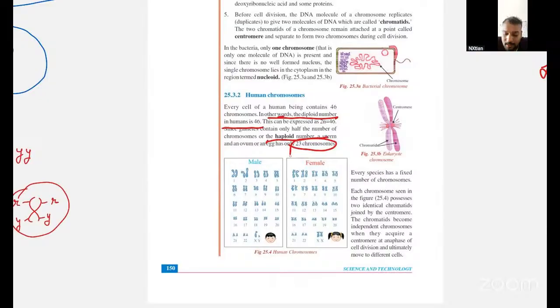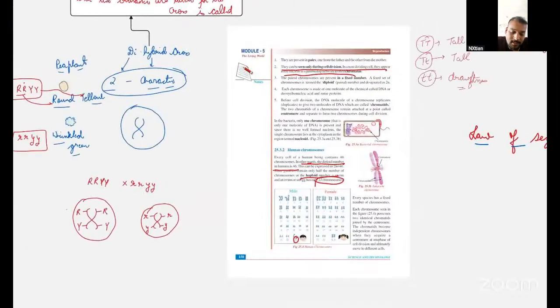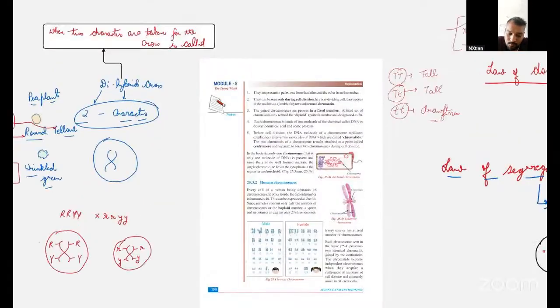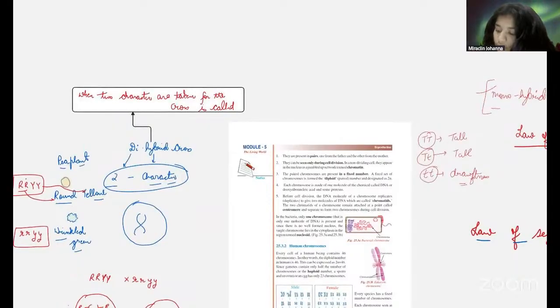Now remember this thing. The Y chromosome in the human male is the smallest chromosome. You can write it down in your copy. It is the smallest chromosome in the human body.